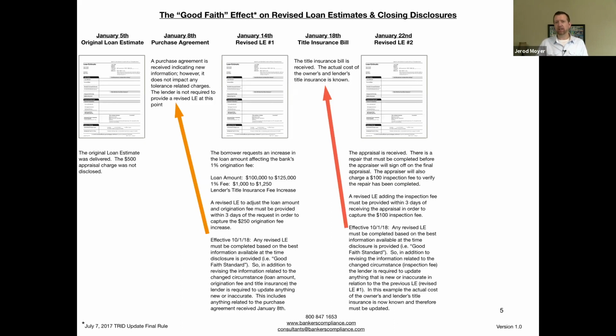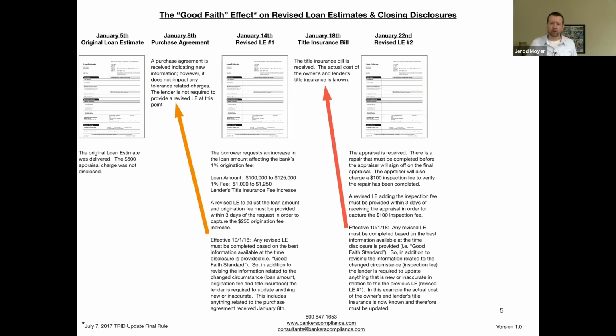However, that updated final title insurance number that you use on the January 22nd loan estimate cannot be used for tolerance purposes. For tolerance purposes, you're going to go back to one of the previous loan estimates. Okay, it would actually be the January 14th loan estimate. That'd be the latest change circumstance related estimate for title insurance. Okay? You would not use the updated number on the 18th bill. So that's what's going on in the January 22nd column.